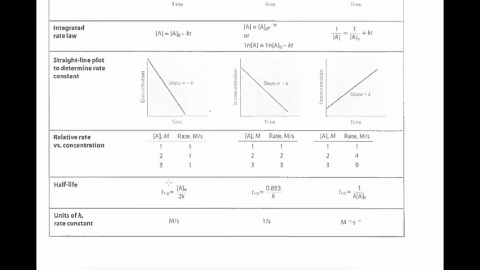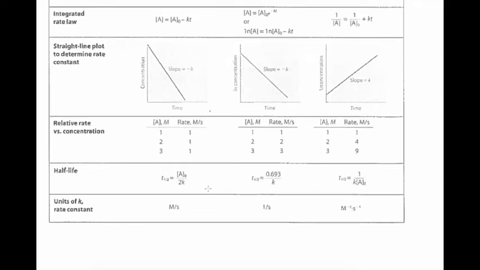Here are your half-lives. For zero order, your half-life is going to be decreasing because concentration decreases as time goes on. For first order, your half-life is constant. For second order, your half-life is getting longer as time goes on. Very important you guys understand that.